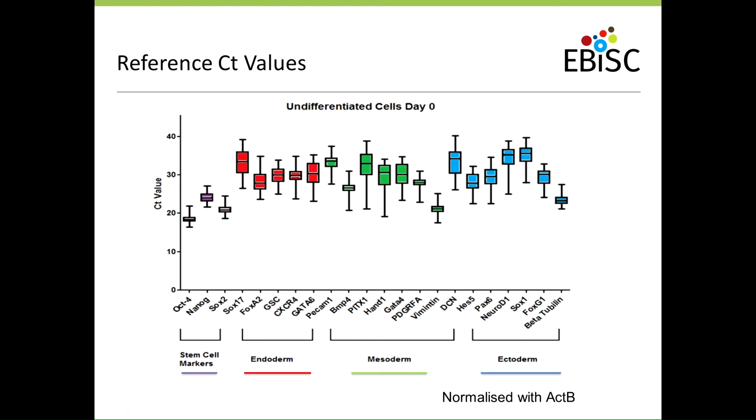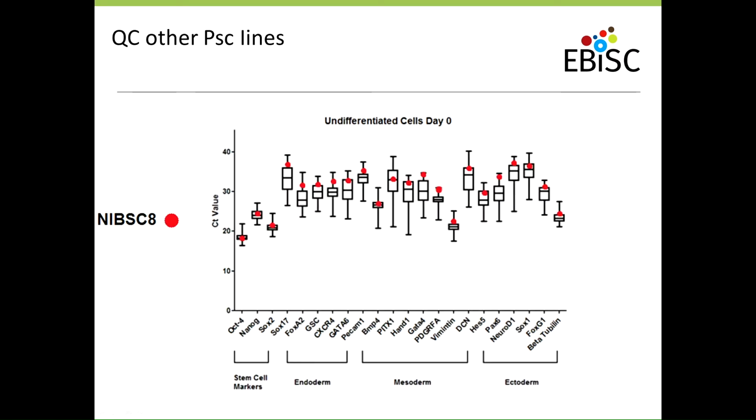So what we were able to generate from all these lines was a reference CT value once you normalized all the cells, and you can clearly see that you get quite a nice pattern for stem cell markers and for the other germ layer markers when the cells are undifferentiated. And why this becomes useful is then you can put in your iPSC line, and you can line it up across, and you can see that if it falls into the same pattern, then your iPSC line is undifferentiated and looking quite good.